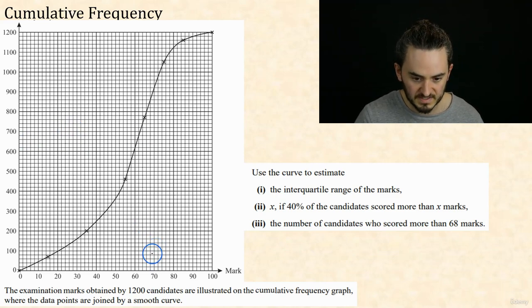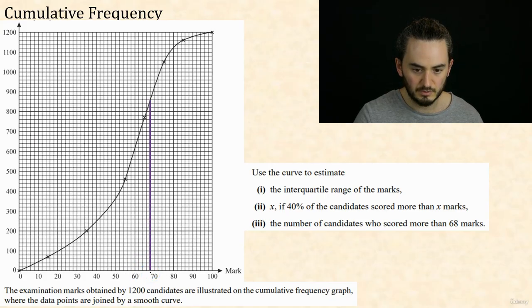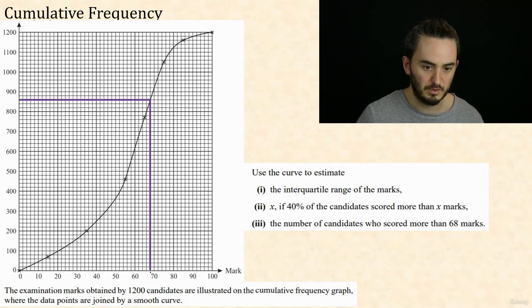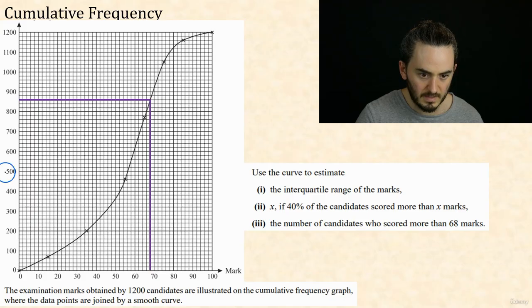So I find 68. Careful, these are going up in two. So 62, 64, 66, 68 is here. Draw a line up, draw a line across, and see what this is. So we've got 860, that looks like to me.